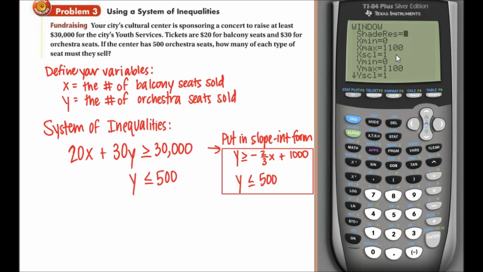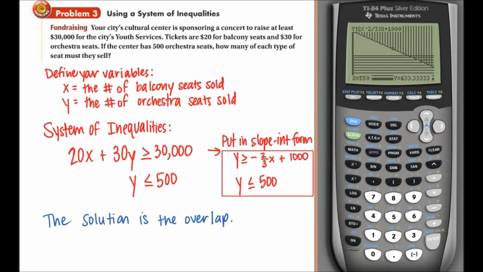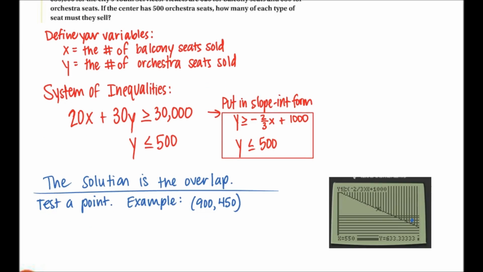So once you have your window match mine, now you can go to Trace, and you'll see the graph of the system of inequalities, and you can see that the overlap is located in this region right here. That means the solutions in that shaded region are the solutions for the system of linear inequalities that we created. You may be wondering, what do the points in the overlap represent? Well, the points represent the combinations of the balcony and orchestra seats that have a total value of at least $30,000.